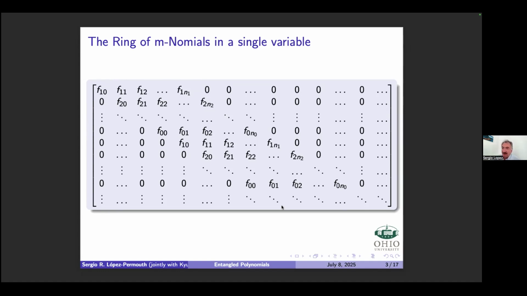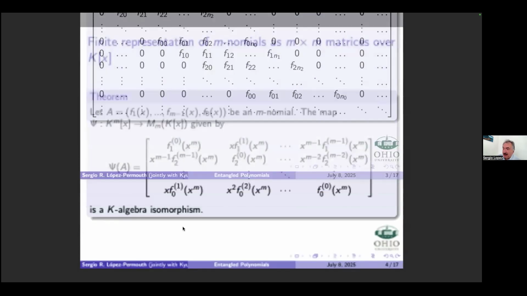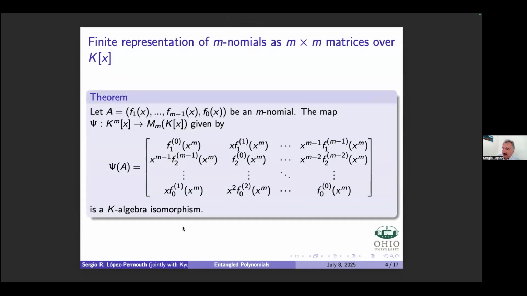So if you have 2 of them, you call them 2 nomials. If you have 3 of them, they're 3 nomials. In general, they are n nomials. And we started playing with this for reasons I will mention in a little bit.